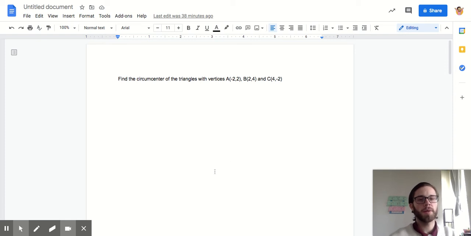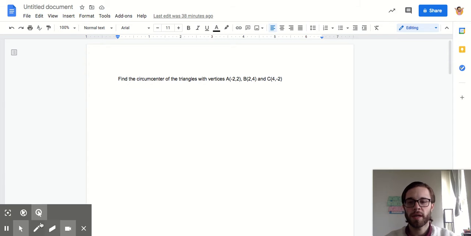Hi everyone, just wanted to do another example of finding the circumcenter of a triangle given the vertices. So as a quick reminder, a circumcenter is the intersection of the perpendicular bisectors. So our main goal is going to be to make sure we know how to find a perpendicular bisector, and then we will solve the system of equations to find the point of intersection.